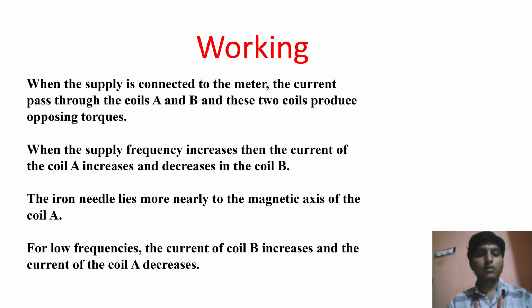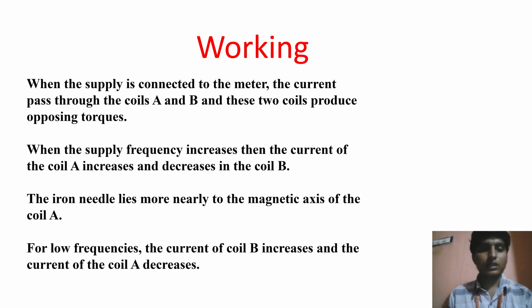Now we go through the working principle of the frequency meter. When the supply is connected to the meter, current passes to coil A and coil B, and by passing through the two coils, torques are produced in the two coils. When the supply frequency increases, the current in coil A increases and decreases in coil B. The iron needle lies nearer to the magnetic axis of coil A for low frequency.